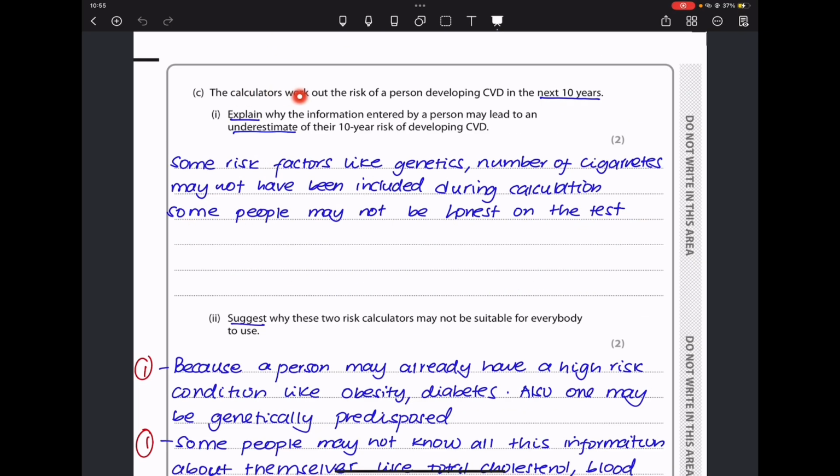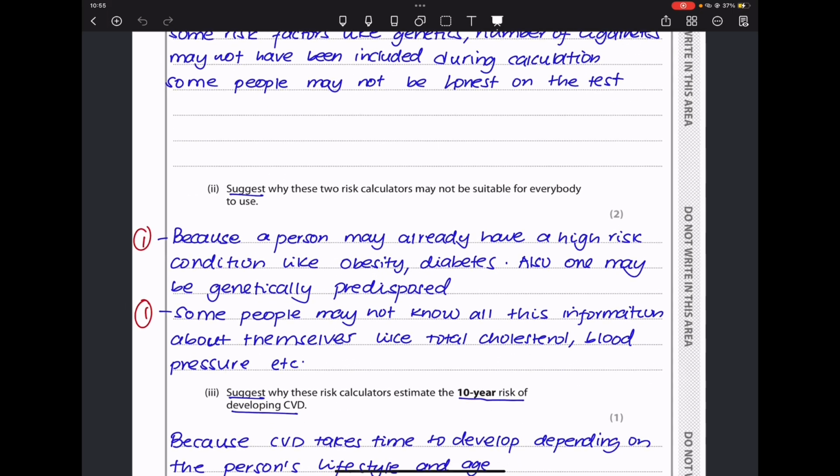In part C, the calculators work out the risk of a person developing CVD in the next 10 years. Explain why the information entered by a person may lead to an understatement of their 10-year risk of CVD. This is because some risk factors like genetics, numbers of cigarettes may not have been included during the calculation, and some people may not be honest on the test.